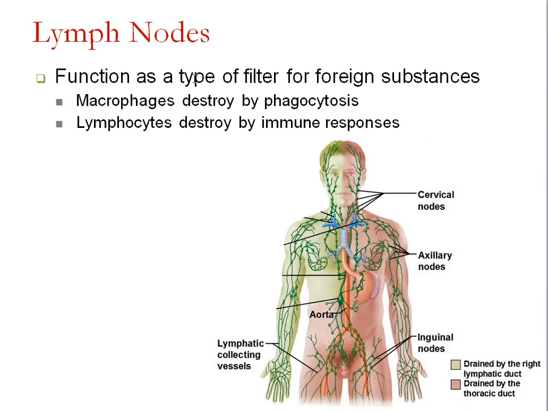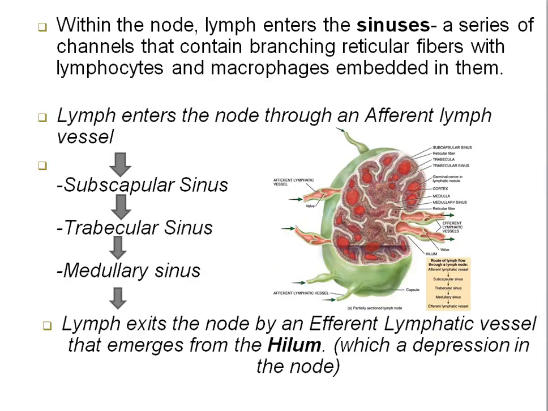So this functions as a type of filter for foreign substances. We get macrophages that destroy by phagocytosis and lymphocytes that destroy by the immune response. So I'm going to back up one slide here.